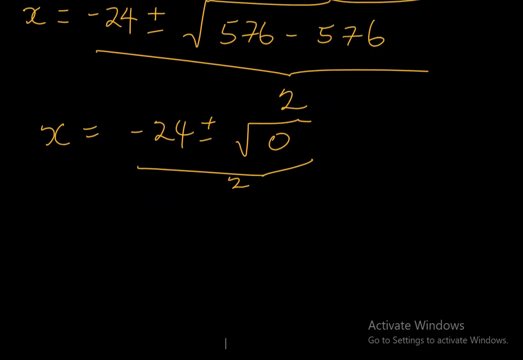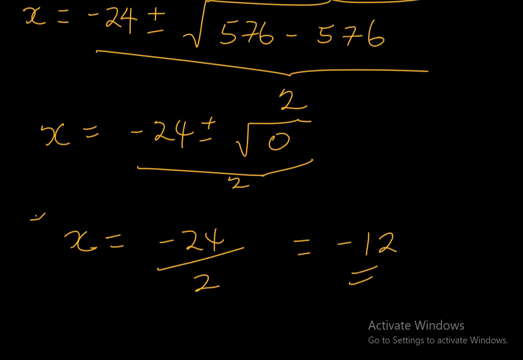Since the discriminant, which is b squared minus 4ac, is 0, what you have in the square root is 0. There is only one real root. You know, minus 24 plus square root of 0 is minus 24. Minus 24 minus square root of 0, which is 0, is minus 24. So you just have minus 24 divided by 2. So the answer will simply be minus 12. I'm sure this is clear.